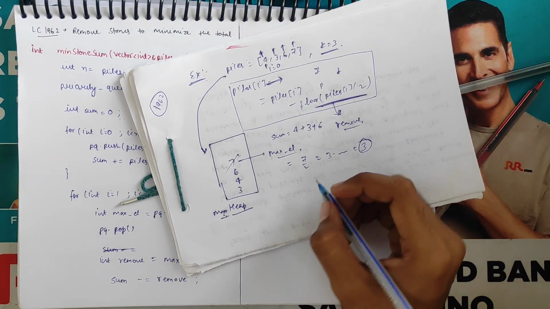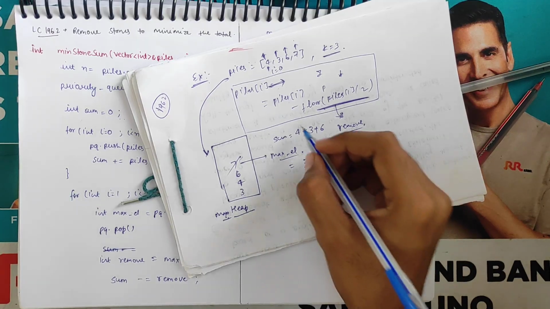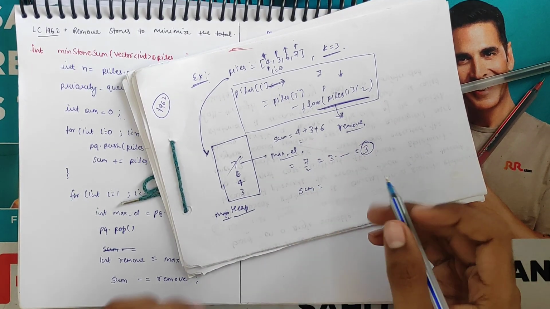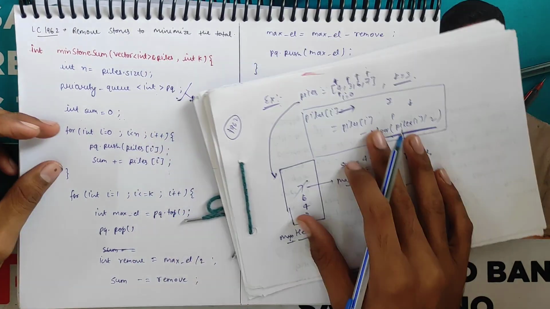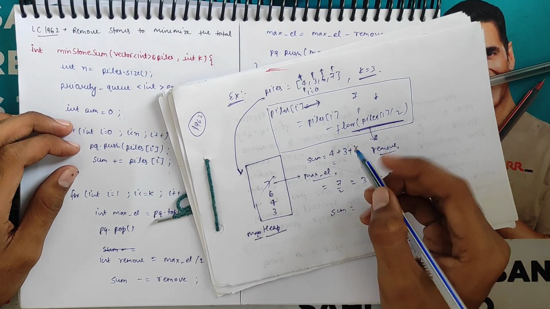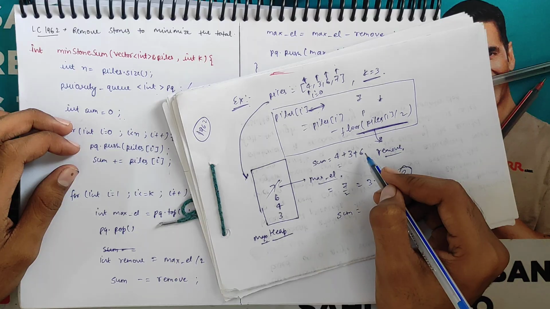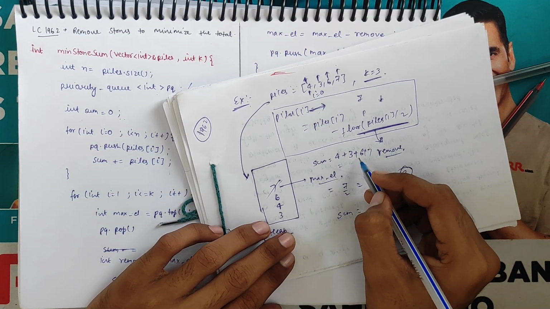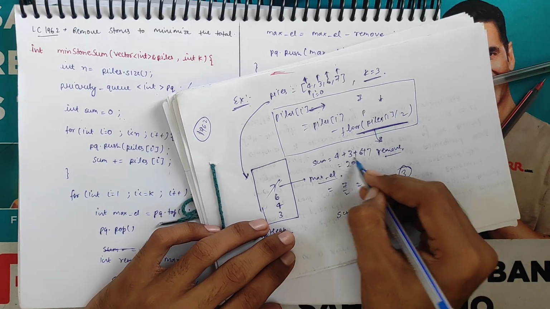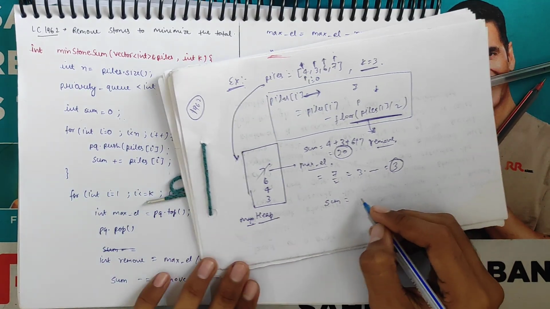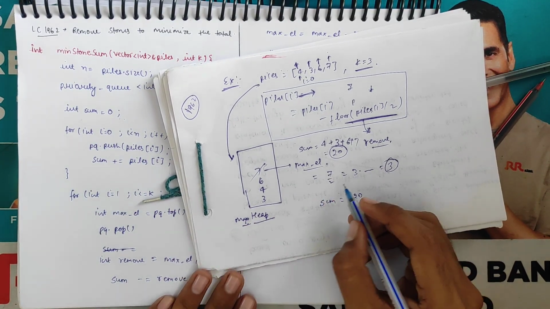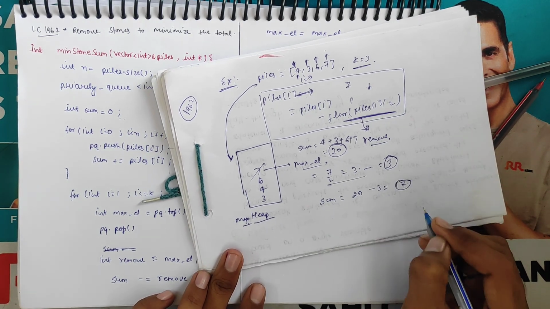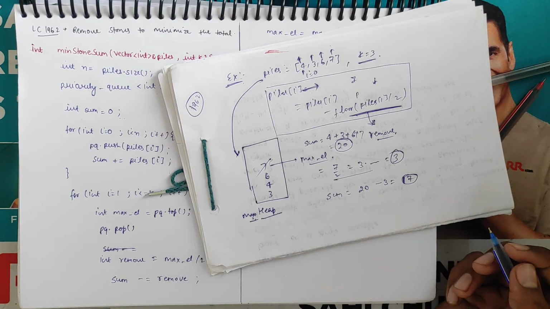And sum was the addition of all the elements in the heap. We have already added all the elements while doing this for loop. So it is 4 plus 3 plus 6 plus 7. 4 plus 3 is 7, 7 and 7 is 14, plus 6 is 20. So the sum is 20, and we remove this calculation from the sum. So 20 minus 3 is 17, so it is 17 now.